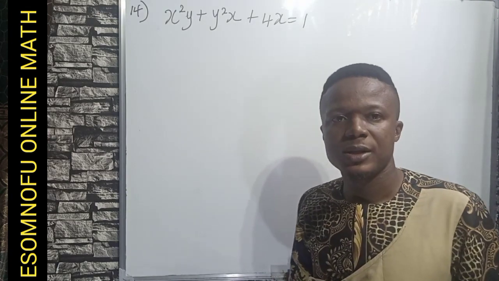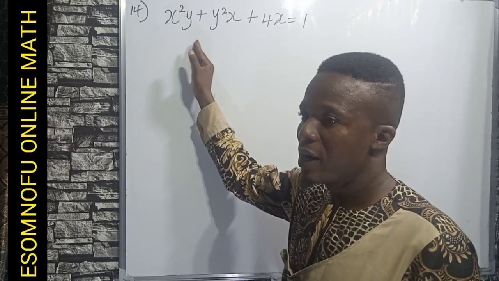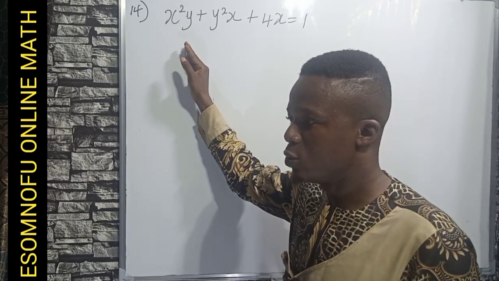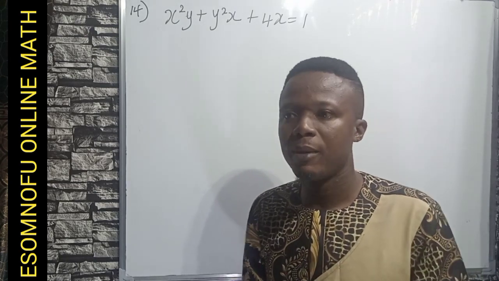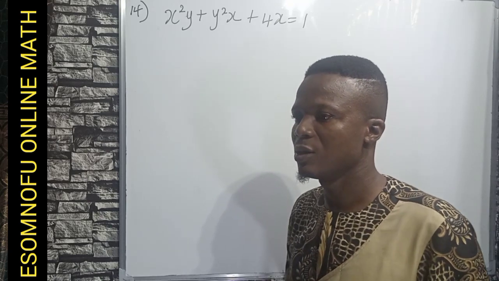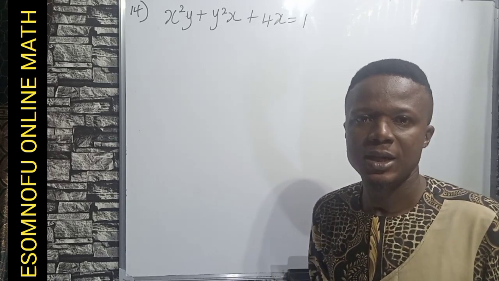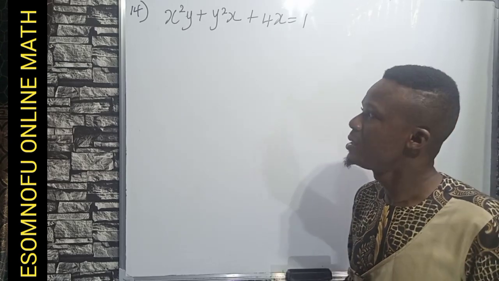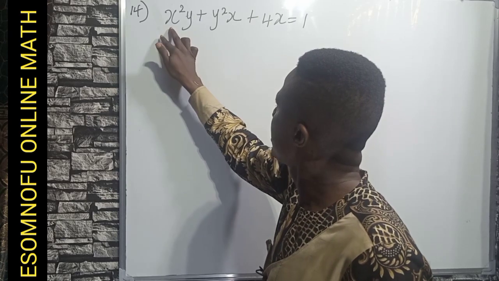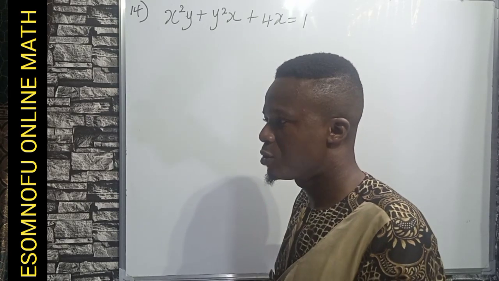Number 14 question is an implicit differentiation. It is implicit in the sense that x and y are not staying alone. You see, they are all mixed up, unlike explicit differentiation whereby y is always alone and x is always alone. So when you encounter something like this, you always attach dy dx whenever you differentiate with respect to y alone. But this time around we are seeing the product rule because x squared is multiplying y, and here y squared is multiplying x, so it's a product rule.